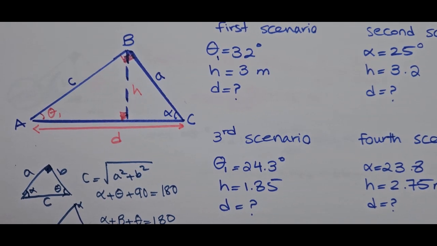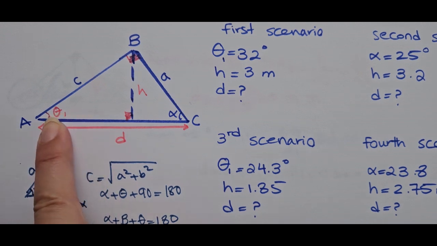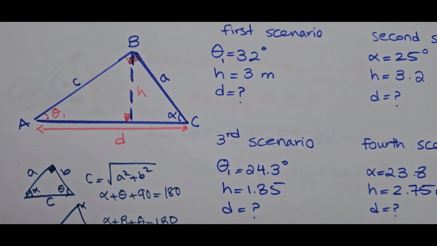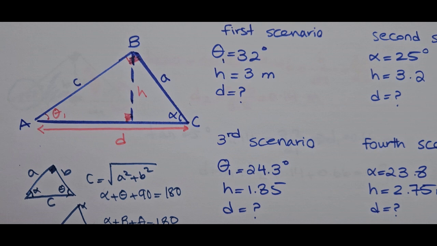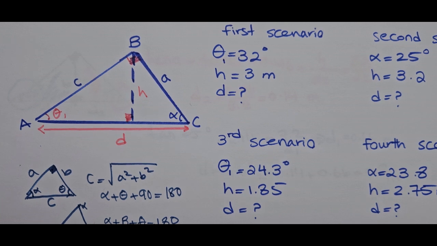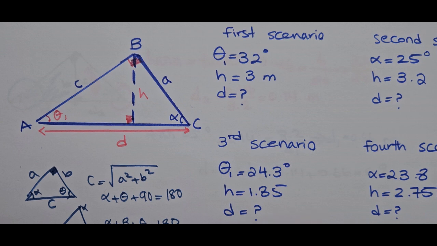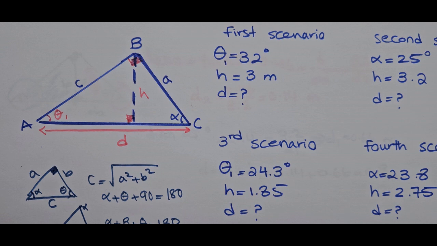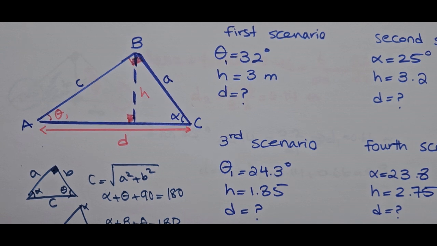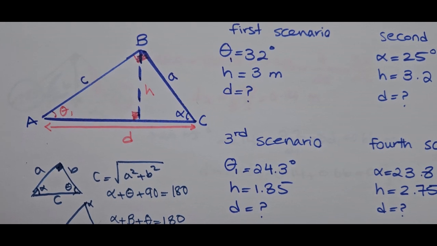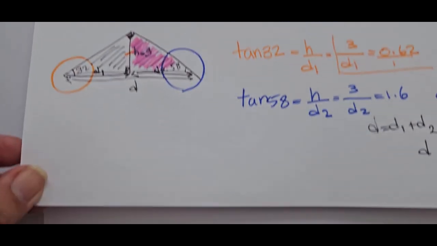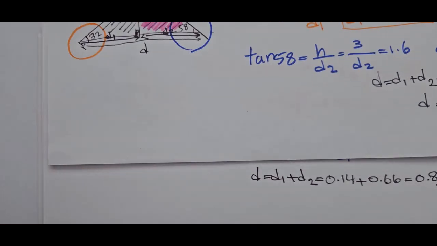Again, in the third scenario, you are given theta 1 and it's 24.3. You can see here the angle has got a decimal to it. That's fine. It shouldn't bother you because you're using a calculator. And then the H here is also 1.85, so it's a decimal number. Again, it shouldn't be bothering you. Okay, so you have to just make sure you are good with your calculation. Please, especially in these type of question, try to do it over at least 2 times.